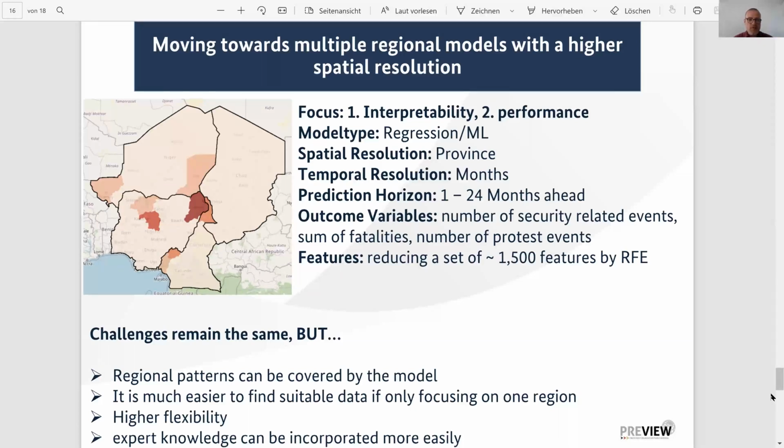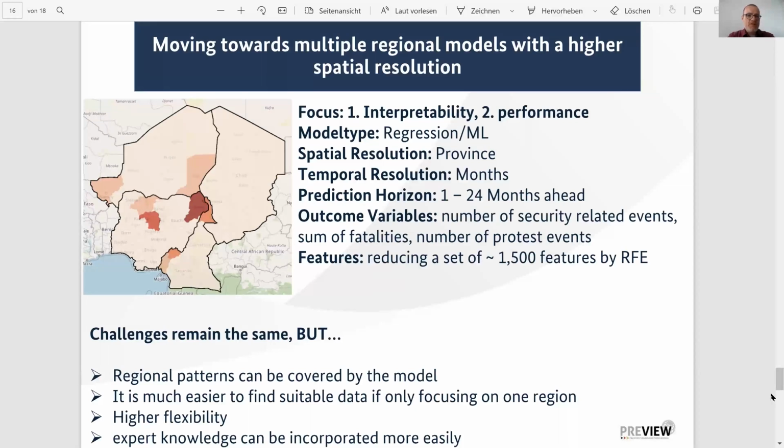Both models are complementary to each other. It's just the driver which changes, but it's not the modeling approach itself which is different. So both models are complementary to each other. And what you can see here is that we are not focusing on the country level. We are focusing here on a provincial level. So it's a higher spatial resolution we are observing here.